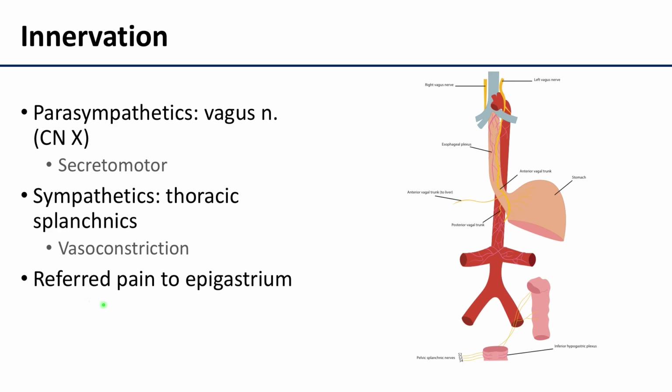In common with other foregut structures, the majority of pain arising from the pancreas is referred to the epigastric region. So remember, that's just anterior to the stomach, or the central superior abdominal area. So this concludes the overview of the pancreas.